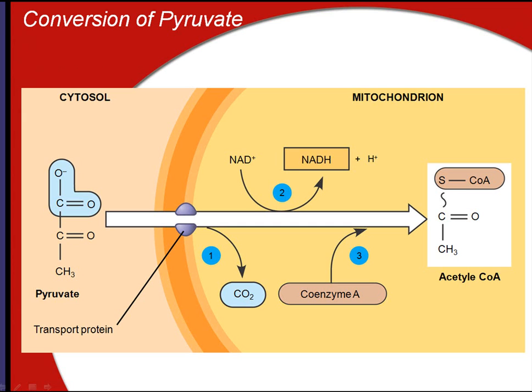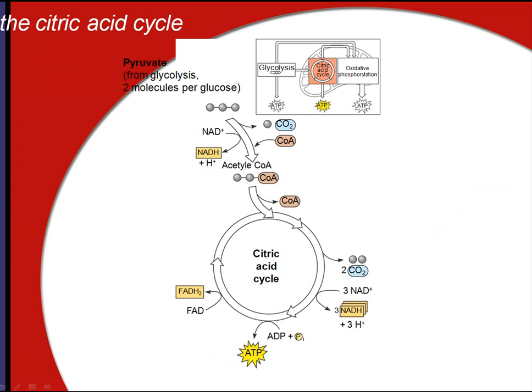What you need to be aware of is that this reaction has to happen twice because we have two pyruvate molecules involved at the end of glycolysis. So both pyruvates will go across this membrane. As they go across, that means there will be two CO2s, two NADHs, and two acetyl-CoAs produced. This reaction is the forerunner of the citric acid cycle.